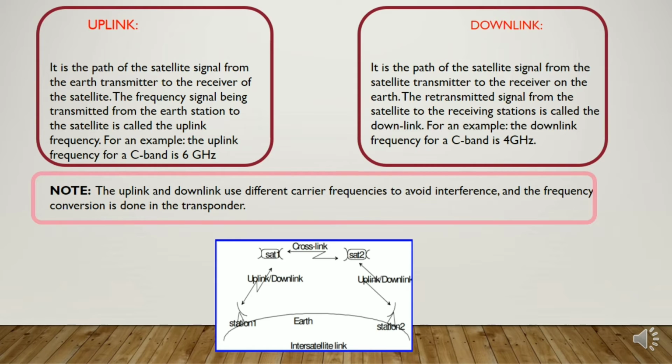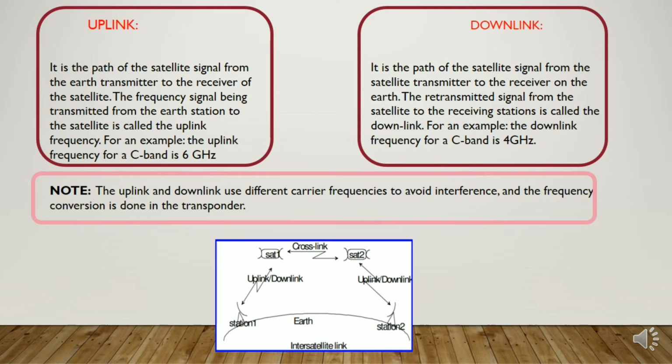Note here that you can see very obviously the different gigahertz, different frequency, for the uplink and the downlink. The uplink and downlink use different carrier frequencies to avoid interference, and the frequency conversion is done in the transponder.